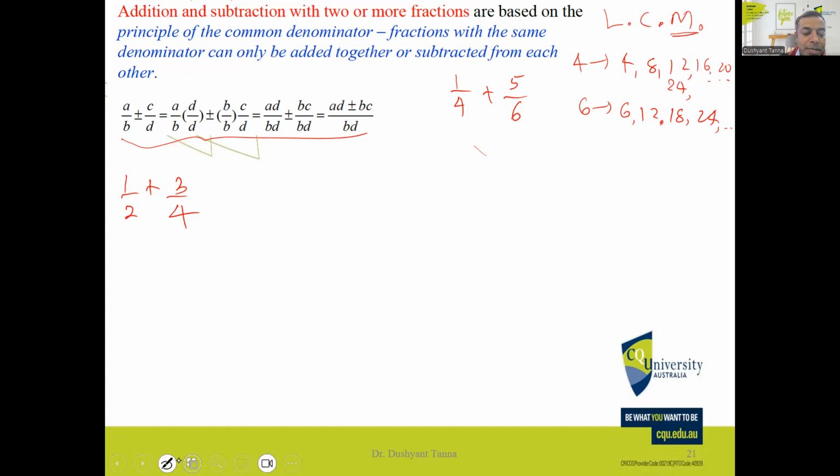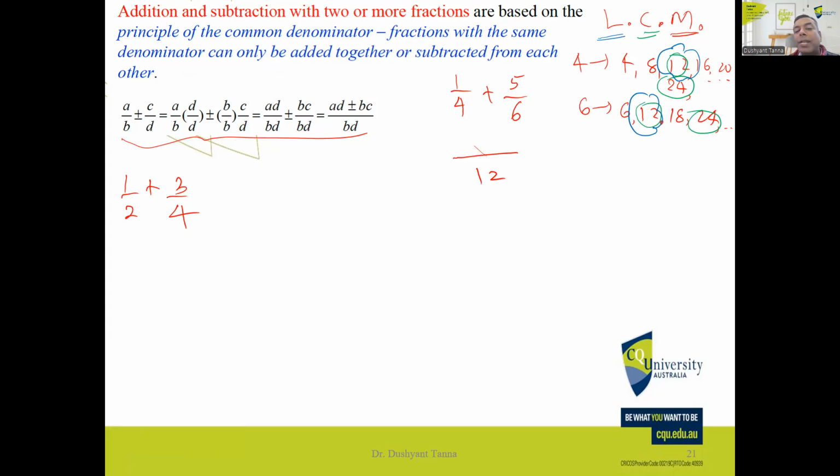So we talked about the multiple. Now we talk about C, which is common multiple. That's 12 and 24. Now we talk about the lowest or the least common multiple. 12 and 24. Which one is the least? 12 is the least. So the LCM, or the common denominator of this, will be 12.